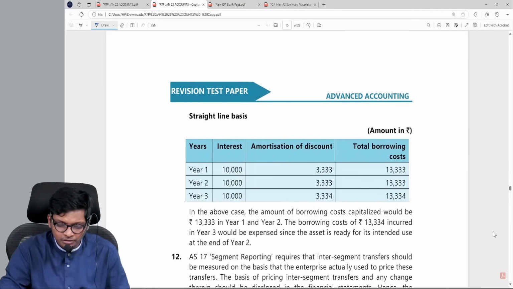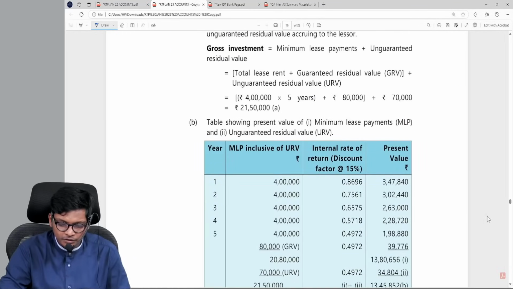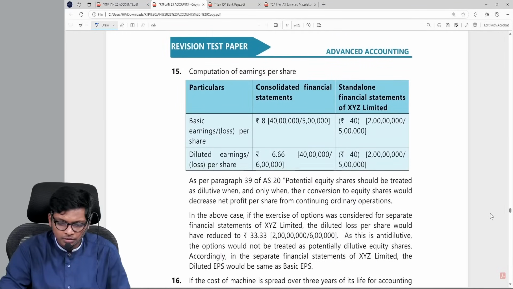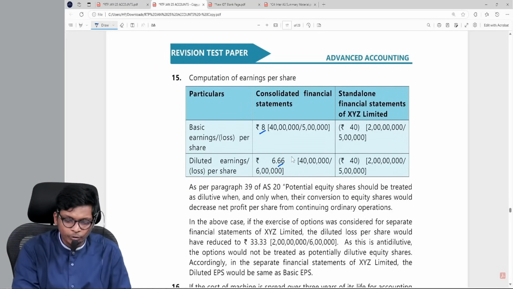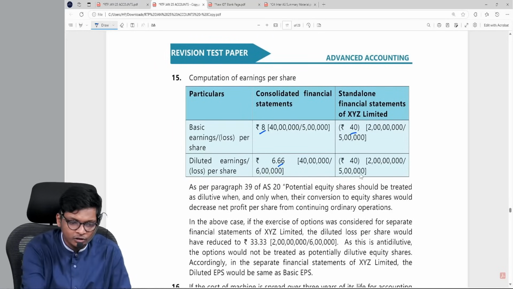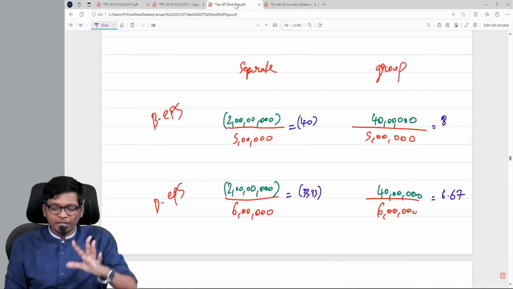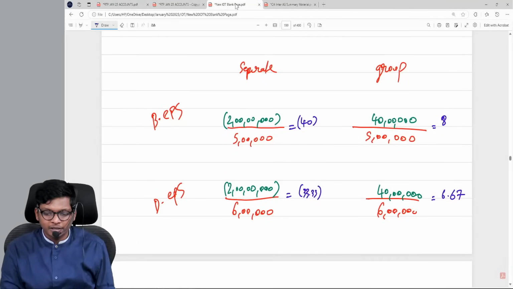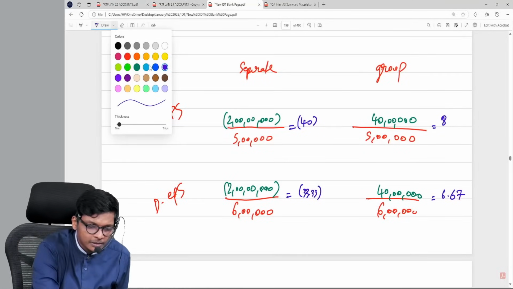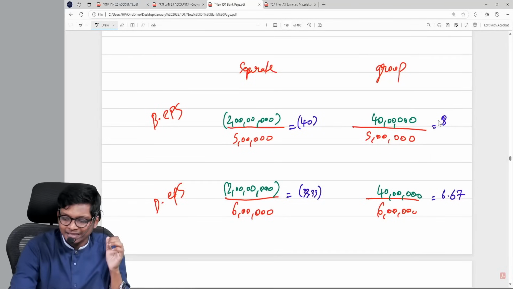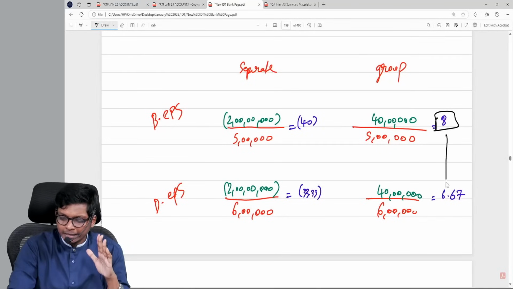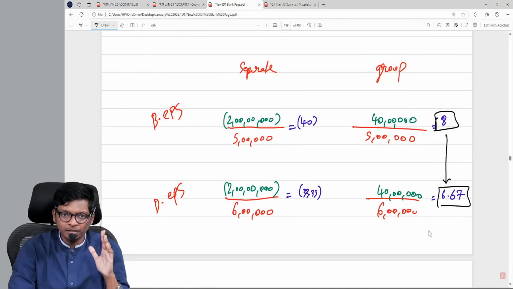Let me check before I conclude, just to cross-check once. Are we getting the same thing? 8 and 6.67, 40 and 40. I will tell you why. Perfect, you have understood so far. Okay, let me finish off the group. Group, the basic EPS is how much, guys? 8 rupees per share. It became 6.67.